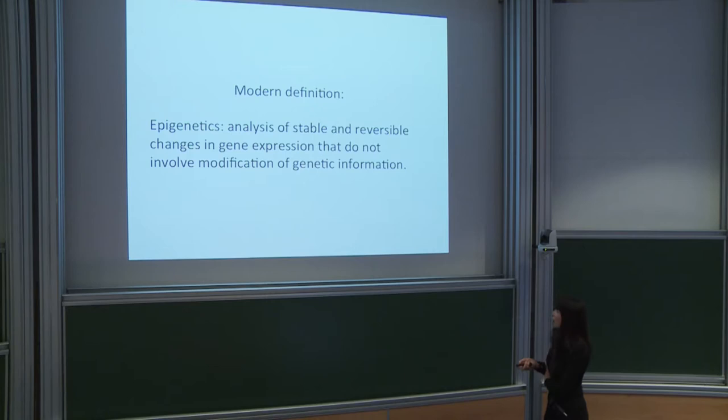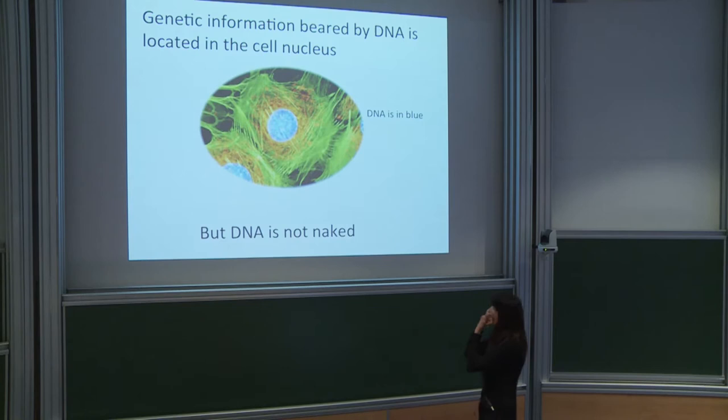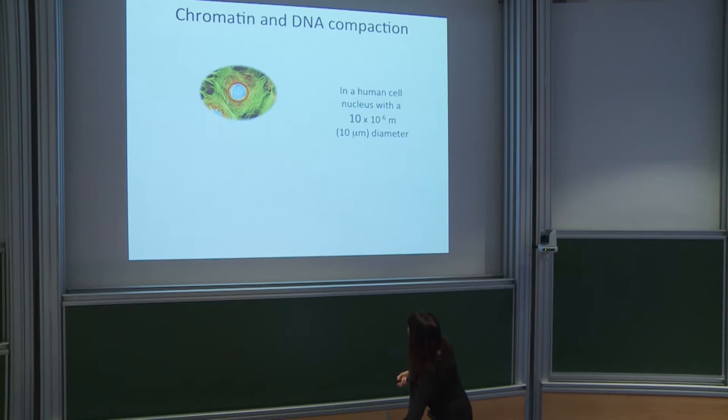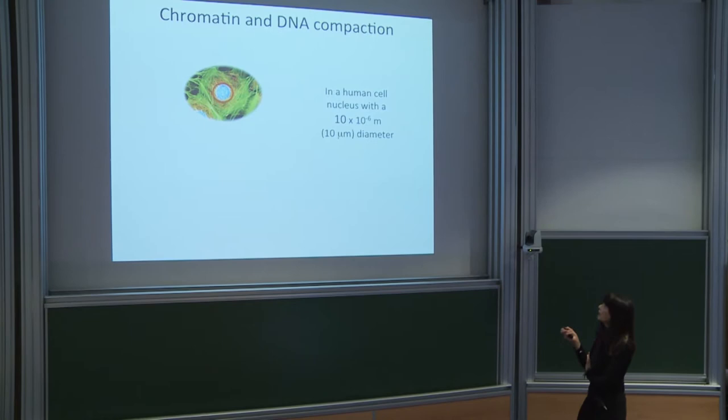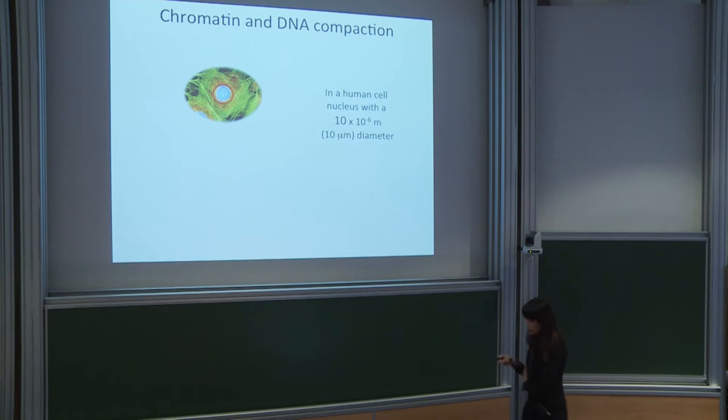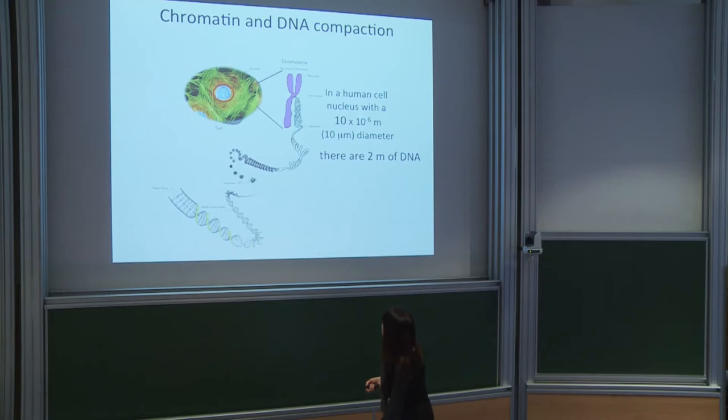Now, the modern definition of epigenetics is the analysis of stable and reversible changes in gene expression that do not involve modification of genetic information. And how can this happen at the molecular level? You know that genetic information is carried by DNA, and it's located in the cell nucleus, in blue in this picture. But DNA is not naked. In a human cell nucleus, which has about 10 micrometers of diameter, there are about 2 meters of DNA. So this very small nucleus cannot accommodate these 2 meters of DNA without compaction. And in fact, DNA is compacted in the cells.